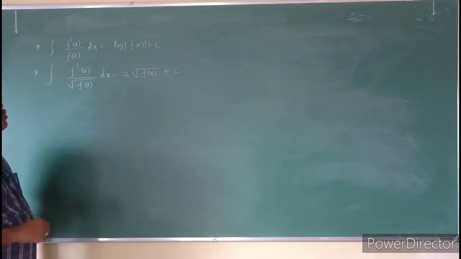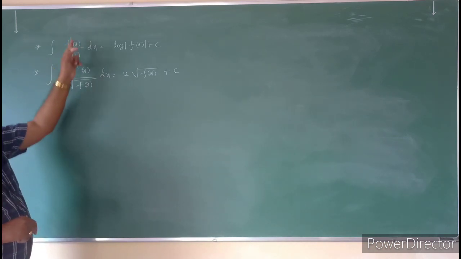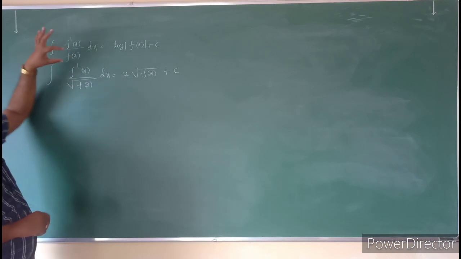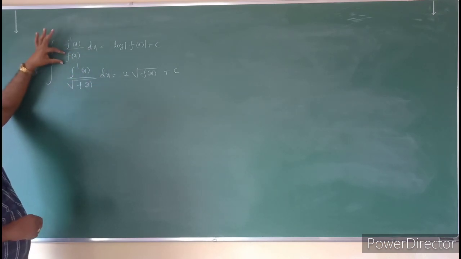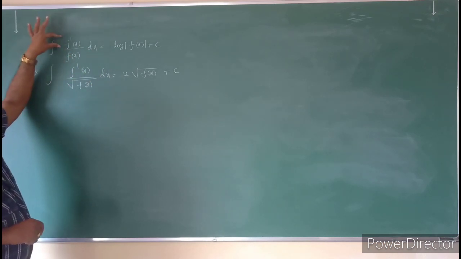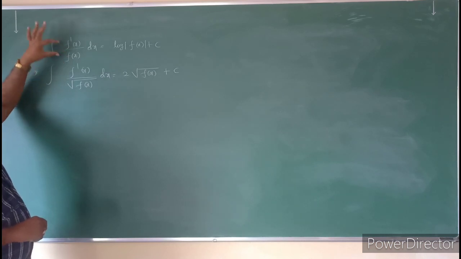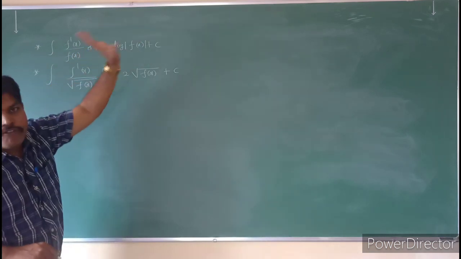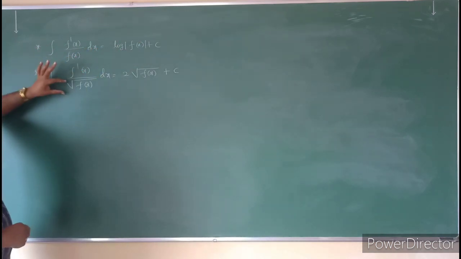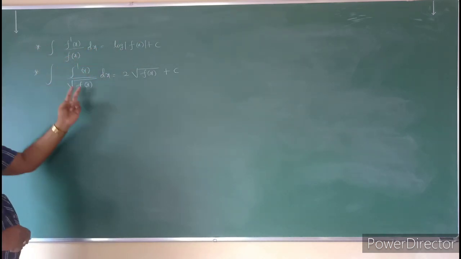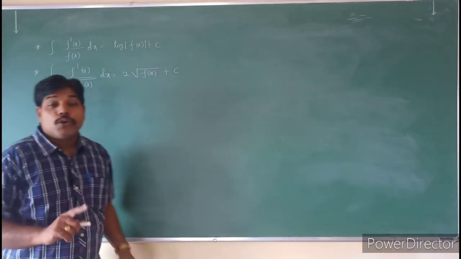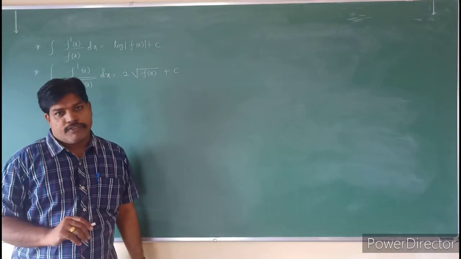See these are two forms, students. Integral of f dash of x by f of x into dx means the derivative of the denominator function is in the numerator. That type of problem becomes log mod f of x. For root f of x, the derivative of f of x is in the numerator, then it becomes 2 root f of x.